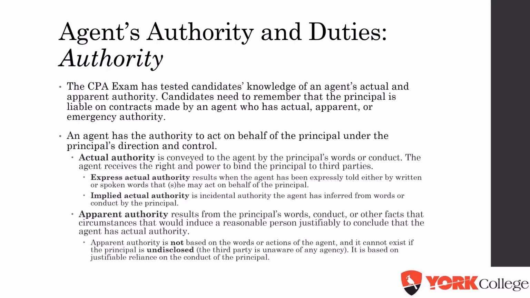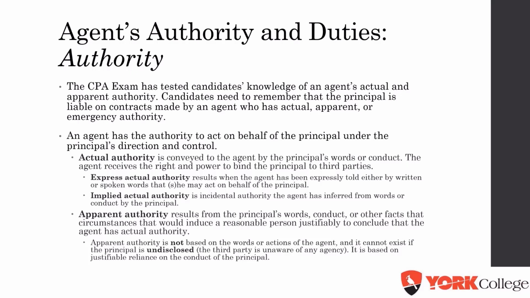All the candidates have to remember that the principal is liable on contracts made by their agent as long as the agent has actual, apparent, or emergency authority. So what is authority? Authority is just a legal idea that must exist based in the facts, and it's given to the agent by the principal. So the easiest one is actual authority.